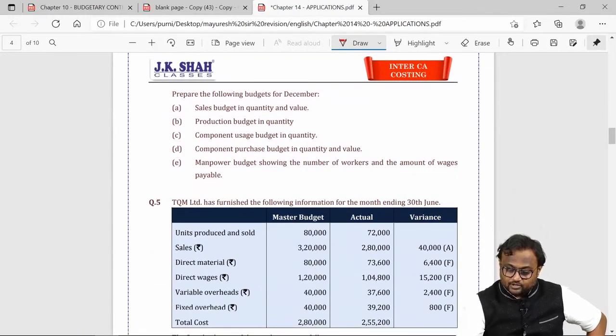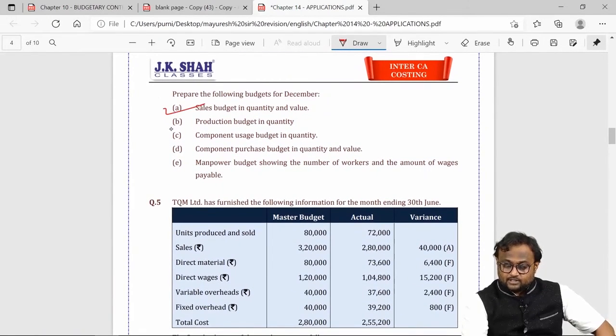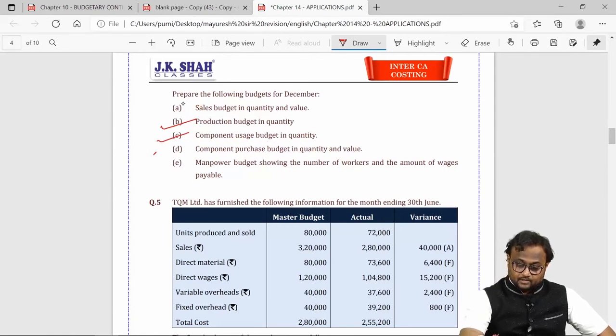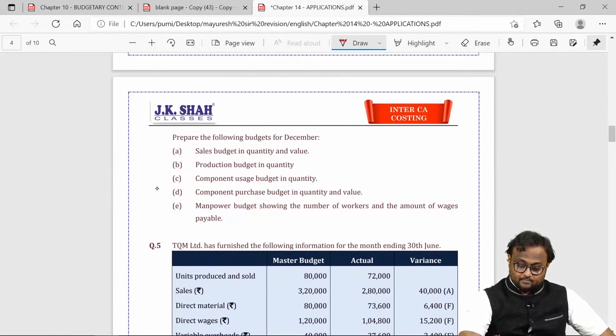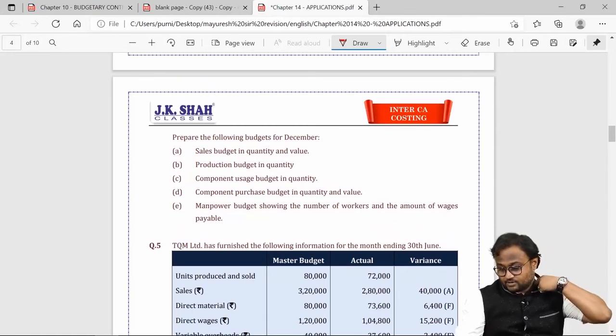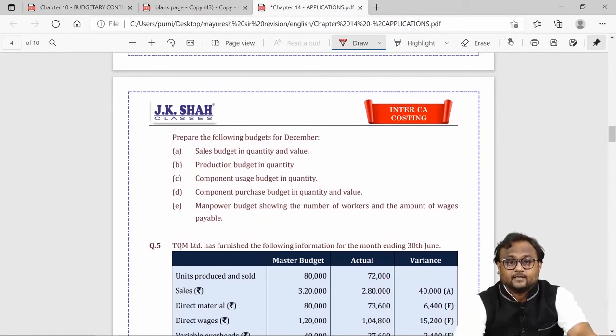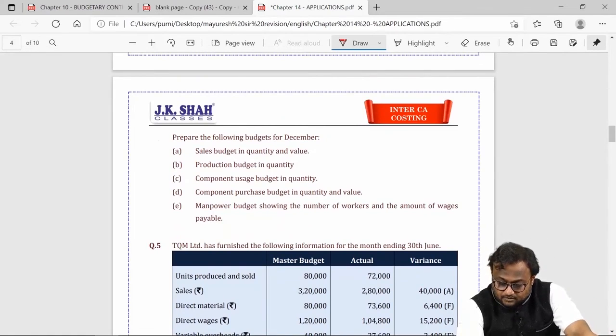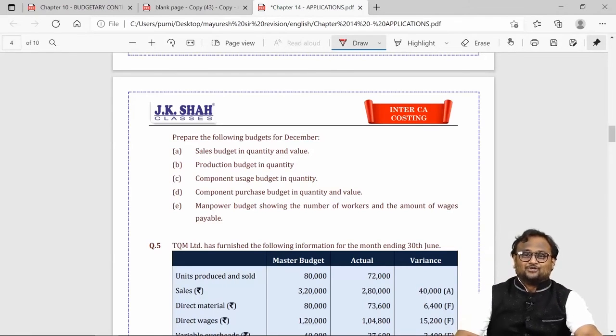And then we have information about what? Then we have the required information. Sales budget, quantity as well as value. Production component must be material. So material usage, material purchase, even that can be done. Manpower budget, even that can be done. Manpower budget showing the number of workers and wages paid. Okay. So ideally we should go for quantity sold.